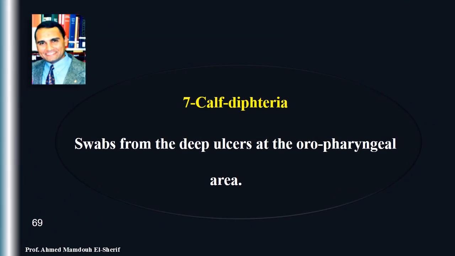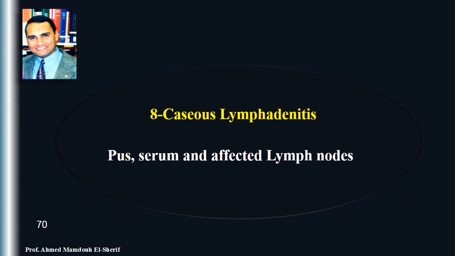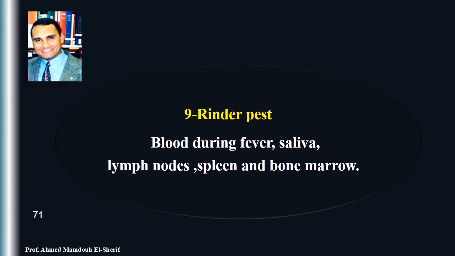In case of cough diphtheria disease, swabs from the deep ulcers at the oropharyngeal area were taken. In case of caseous lymphadenitis, the samples are pus, serum, and affected lymph node. In case of rinderpest disease, the samples are blood during fever, saliva, lymph nodes, spleen, and bone marrow.